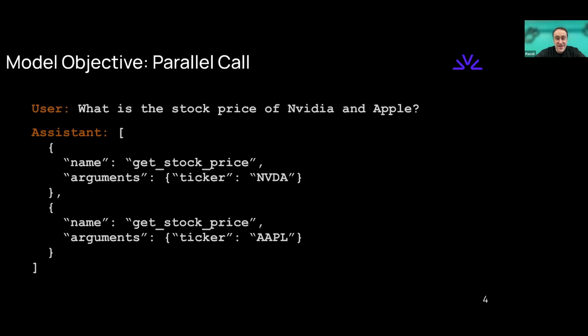A slightly more complex objective is parallel function calling. In this case, we're also forcing function calls, but instead of calling one function, we may call multiple functions. Those functions are independent of each other, so they can be called in parallel. One example here is let's say we want to get the stock price of two companies, NVIDIA and Apple. We have access to a function that can take only one ticker at a time. So we need to split this invocation into two function calls, but they are independent of each other, so they can be called in parallel.